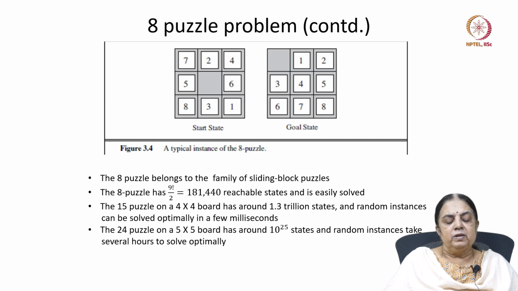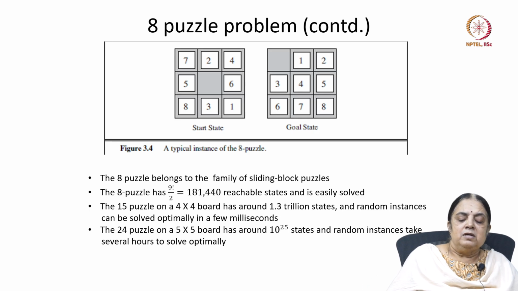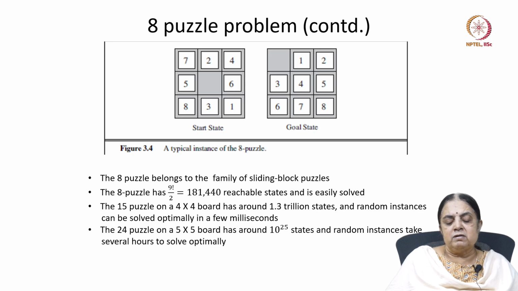And if you look at the 8 puzzle, since you have 9 squares, what is the number of states that are reachable? You have 181,440 states. So those are the number of states that are reachable, and this puzzle can be done fairly fast. But you can also extend this puzzle and make it into a 4x4 board, which is known as the 15 puzzle. So if you take that 15 puzzle, you have 1.3 trillion states.